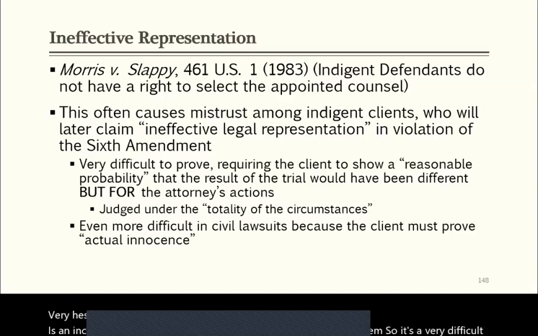It's even more difficult to prove in civil lawsuits, because in civil lawsuits, you have to prove you're actually innocent, right? It's not that if the lawyer had called this witness, the jury wouldn't have awarded damages or whatever. You have to show that, yeah, the lawyer didn't call these witnesses, but I'm innocent. Here's the DNA test that shows I'm innocent. You have to prove it. So again, we're talking really high bars. If you're trying to plead ineffective assistance of counsel, you're not going to get far.